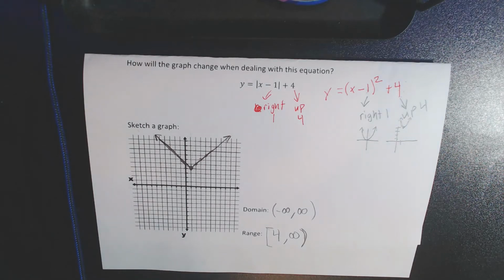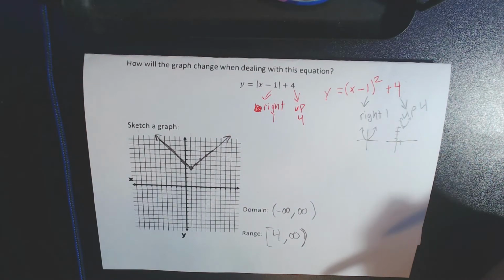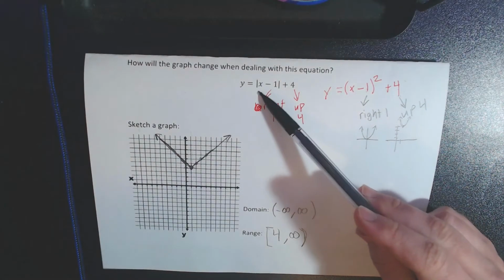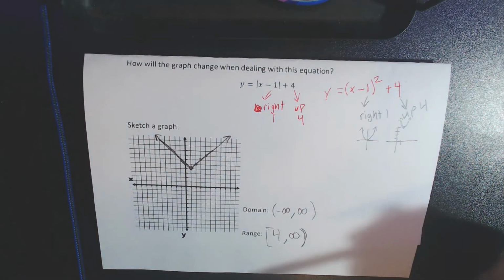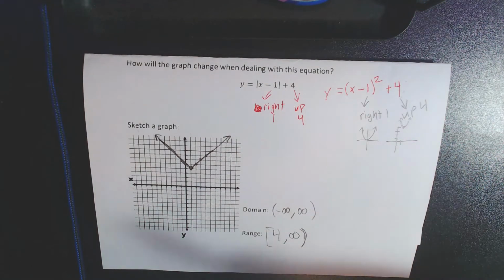Okay, so actually graphing the absolute value is very similar to graphing a parabola like x minus 1 squared plus 4. It's just that there are bars there. So it's going to be a V instead of the U shape that we were dealing with before. Okay?